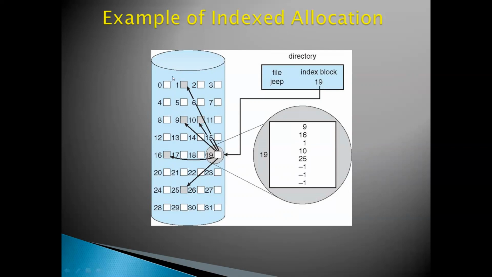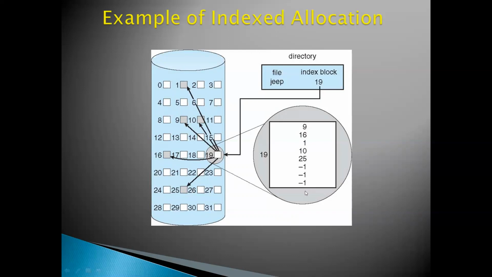This contains pointers to all the disk blocks of the file. There are 5 disk blocks for this file called Jeep. The pointers are pointing to 1, 9, 10, 16 and 25. And what does this minus 1, minus 1, minus 1 indicate?